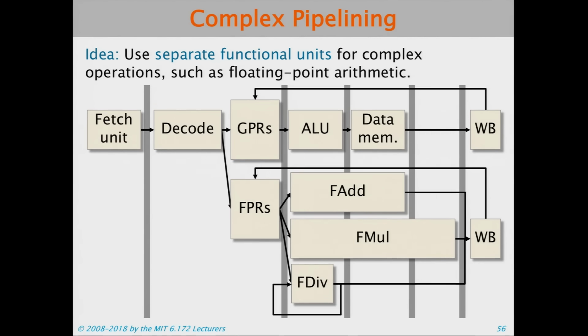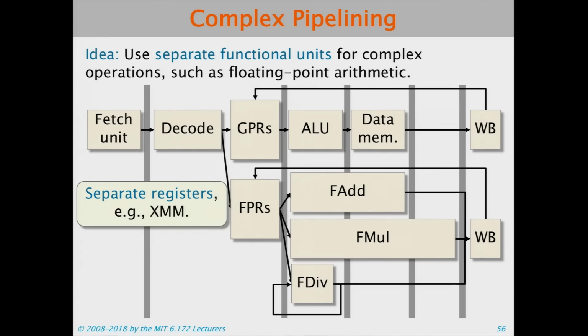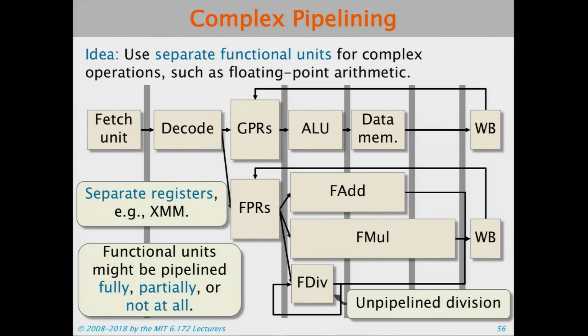So the strategy that much hardware tends to use is to have separate functional units for complex operations, such as floating point arithmetic. There may be, in fact, separate registers, for example, the XMM registers, that only work with the floating point. So you have your basic 5-stage pipeline, you have another pipeline that's off on the side, and it's going to take multiple cycles sometimes for things, and maybe pipeline to a different depth. And so you basically separate these operations. The function units may be pipelined fully, partially, or not at all.